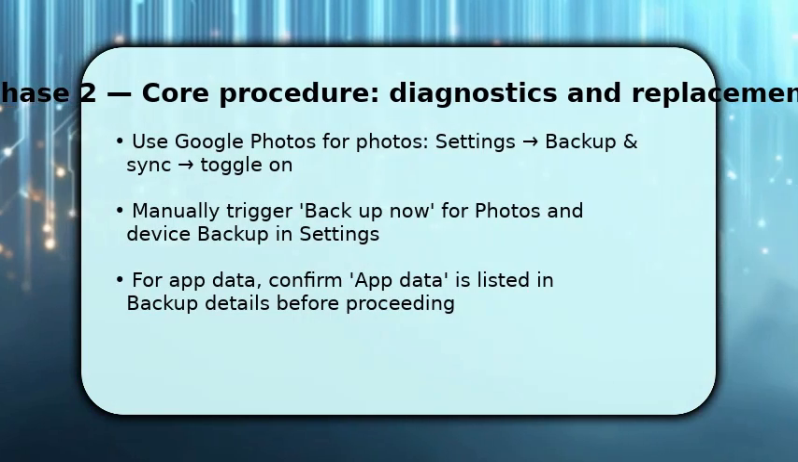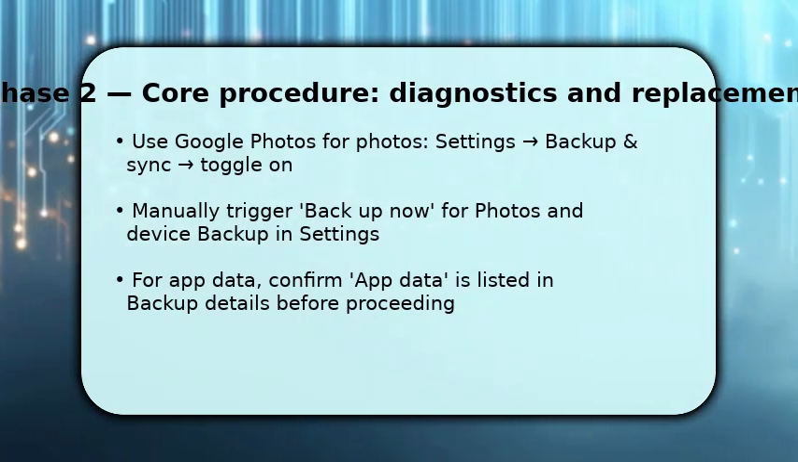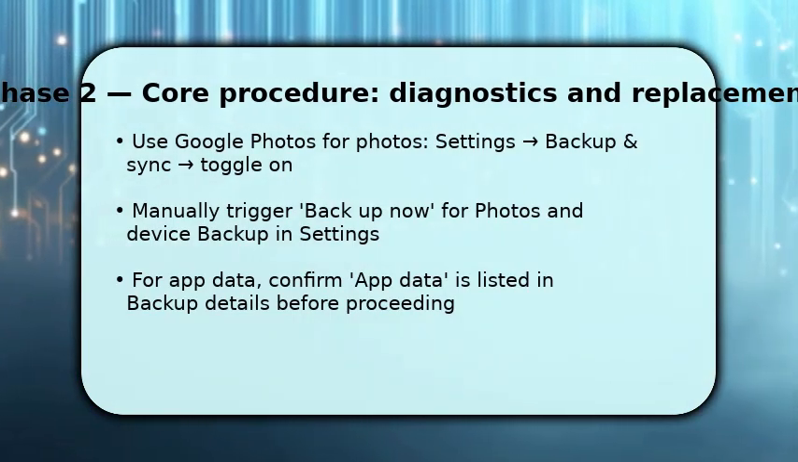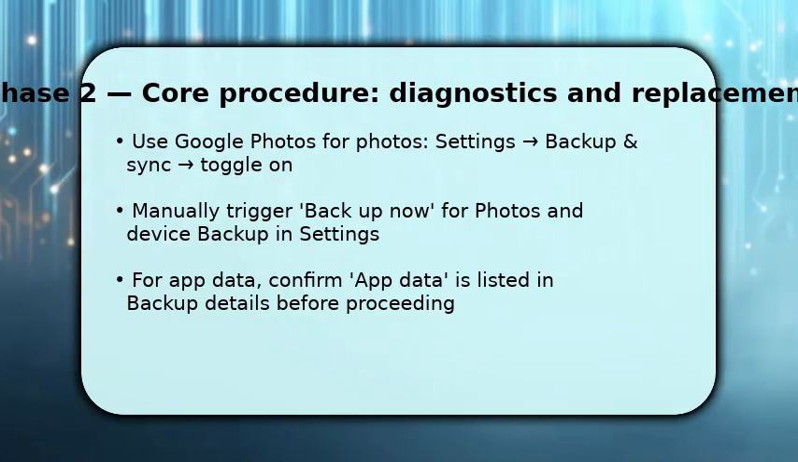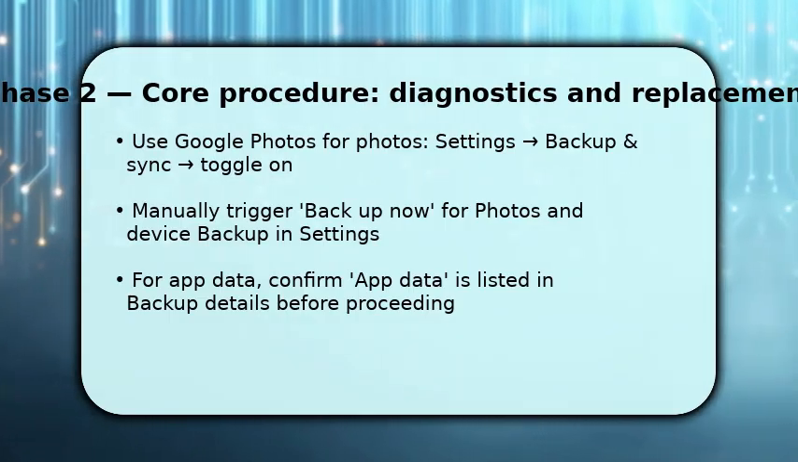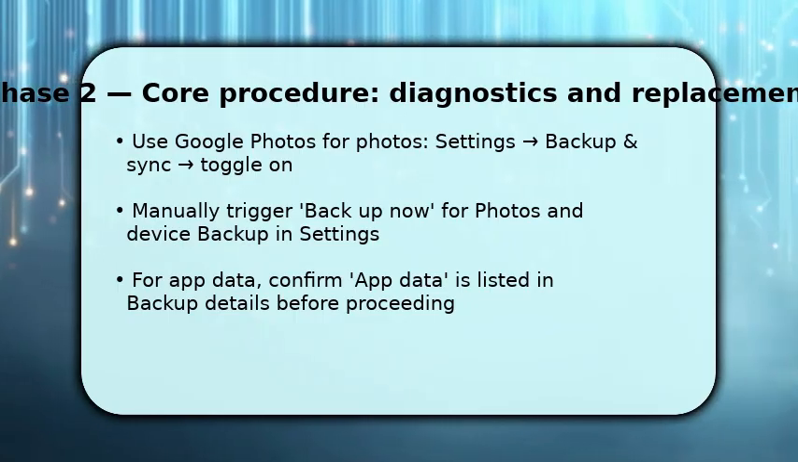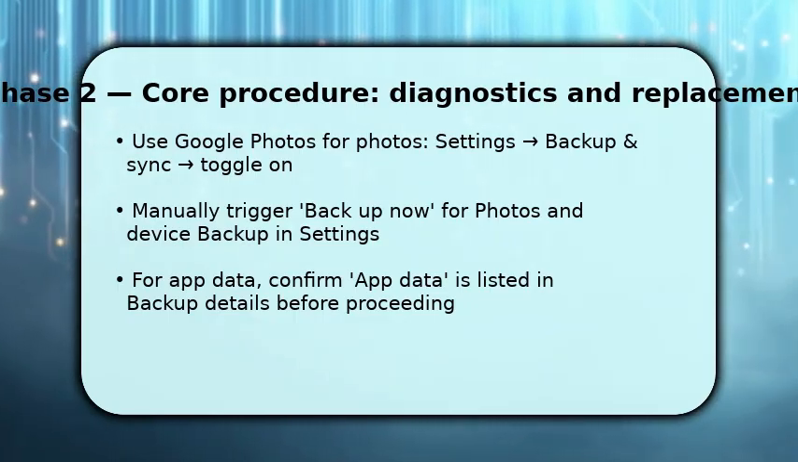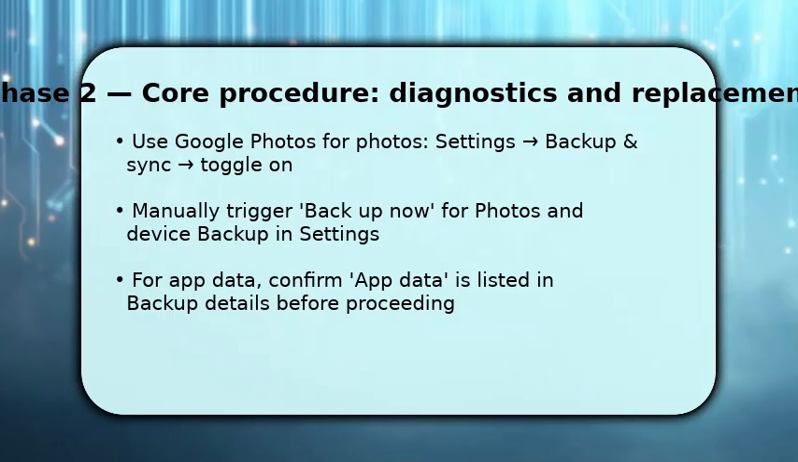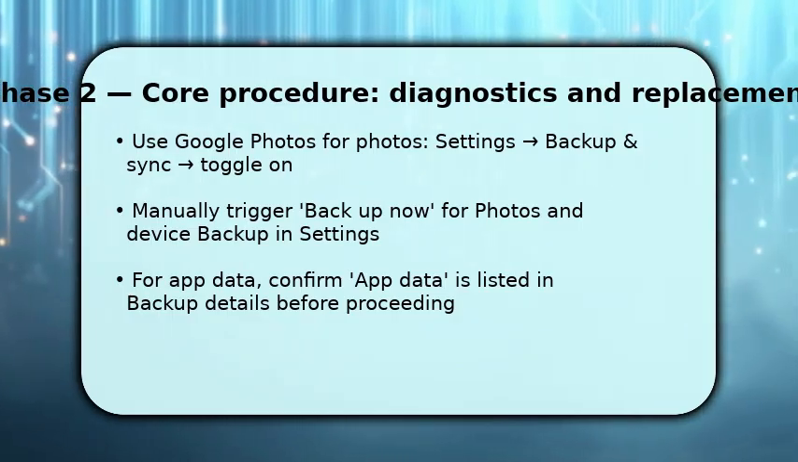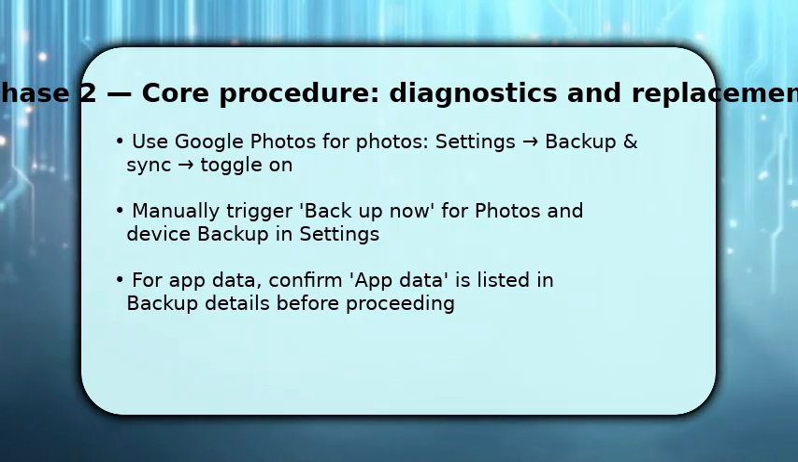Now you secure media and app data. Open Google Photos and enable backup and sync, choosing original or storage saving quality depending on your plan. Then return to Settings, System, Backup, and tap Backup Now to force a full snapshot. Check backup details to confirm app data, SMS, and settings are queued.